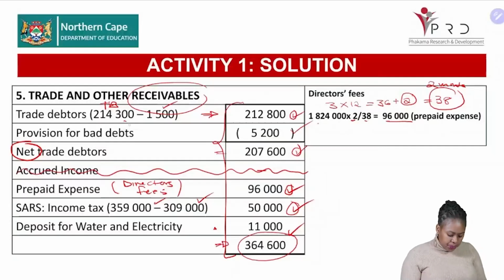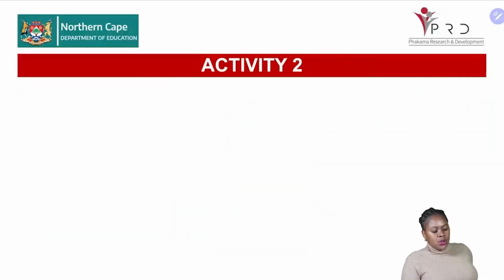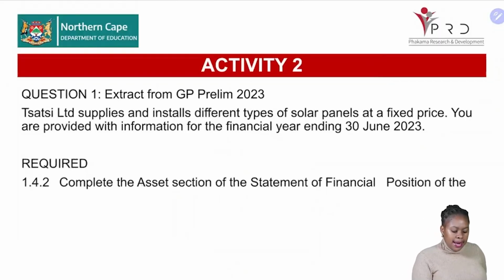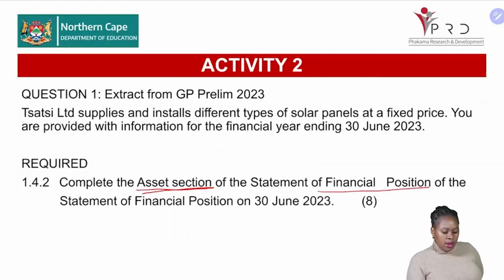All right. So then let us do another activity now, right? Now, this activity says the following. It says that you need to complete the assets section of the statement of financial position on 30 June 2023. And this is for 8 marks. So I'm going to give you another 5 minutes just to quickly complete this. All right. See you now.